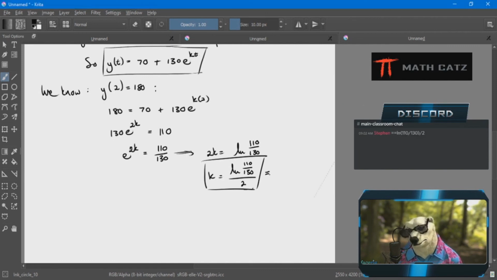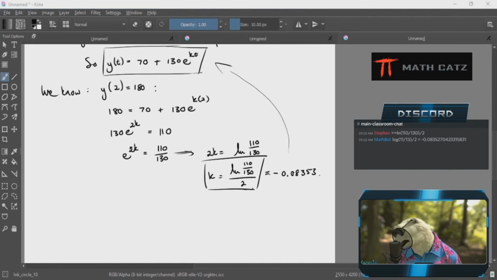MathBot says nothing. Why do you say nothing, MathBot? Be faster. Negative 0.08353. All right. Now I know my function that will go in there whenever I need it to. Let's see what they say.